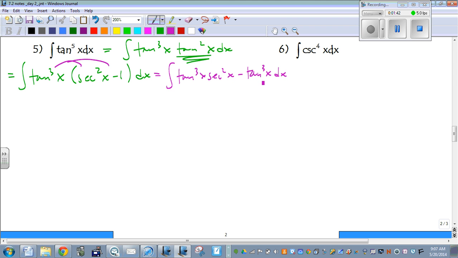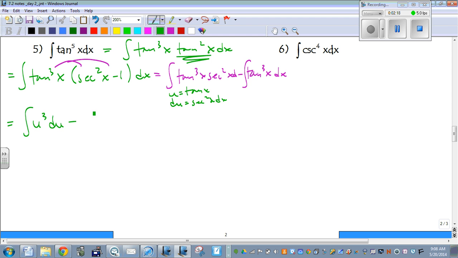But in this part, tangent cubed, that's kind of the same scenario we started off with. We have tangent raised to a power. So what I'm going to do is split these up into two separate integrals. This first one, we can use u substitution. Second one, we have to use the same process that we just started off with. So let's go ahead and do our u substitution before we go on to the next line. U is going to be tangent of x. Du is going to be secant squared of x dx. So we end up with u cubed du for our first part.